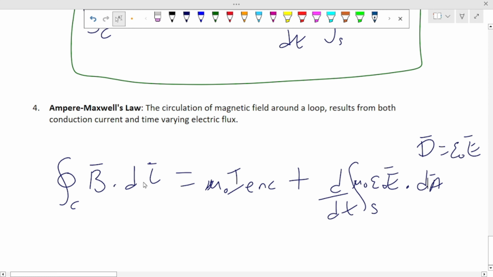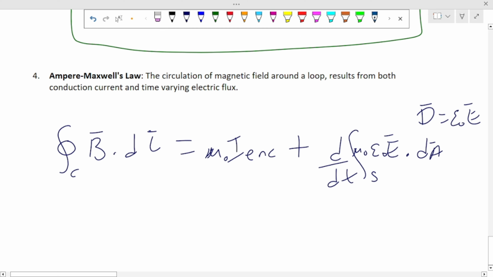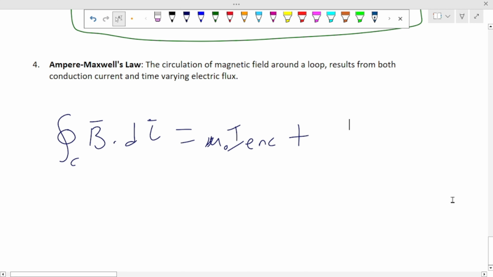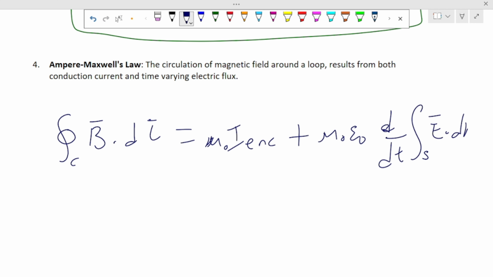Let me just rearrange this to make it a bit neat. Take this guy out. So this is just the whole idea. Let me make this neat by taking out the constants. The constants should be outside, this guy should be outside, and then we have the time derivative, and then the surface integral, and then the dA. Okay, so this is it.